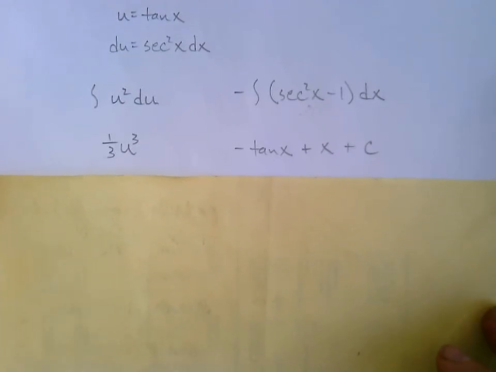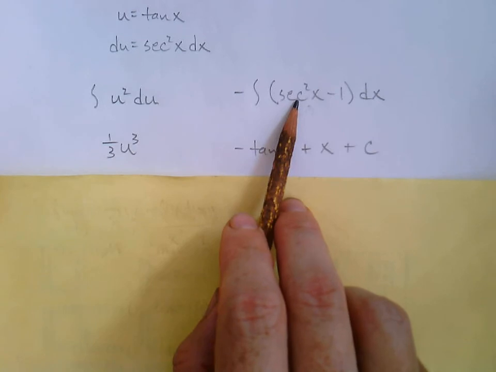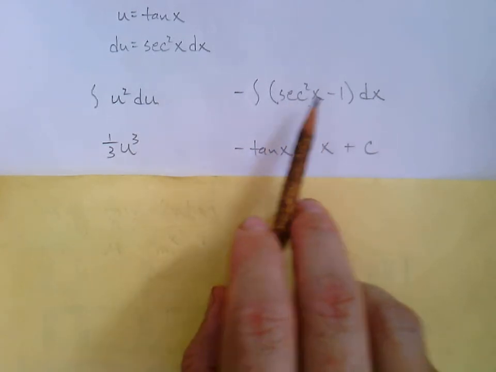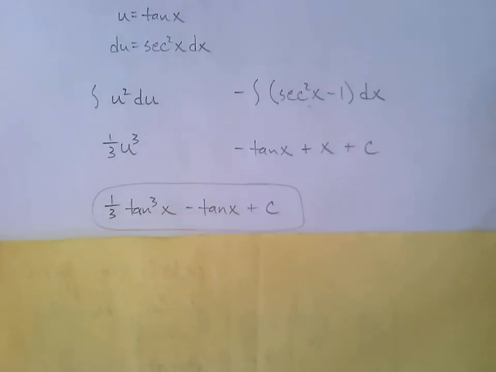And now we got it all. 1/3 u to the third, the antiderivative of secant squared is tangent x, and then those negatives would give us the plus x plus c. Replace your u, and there you got it. 1/3 tangent to the third x minus tangent x plus c.